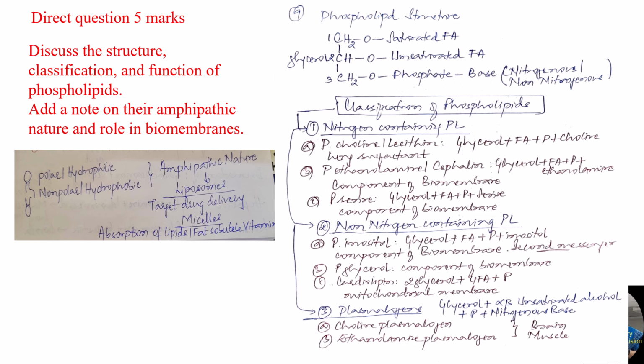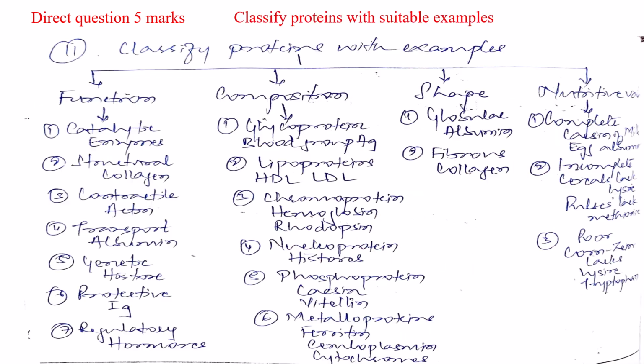So the next sub part of the question is, add a note on their amphipathic nature and role in biomembrane. So these phospholipids have got polar and the non-polar part. Polar part is hydrophilic and the non-polar part is hydrophobic. That represents the amphipathic nature of the phospholipids. Now because of this amphipathic nature, phospholipids can form micelles which help in absorption of lipids and also absorption of fat soluble vitamins. The amphipathic nature also contributes to the development of liposomes, which are used in targeted drug delivery, mainly vaccine delivery to the target tissues and targeted chemotherapeutic drug delivery to the cancer tissue.